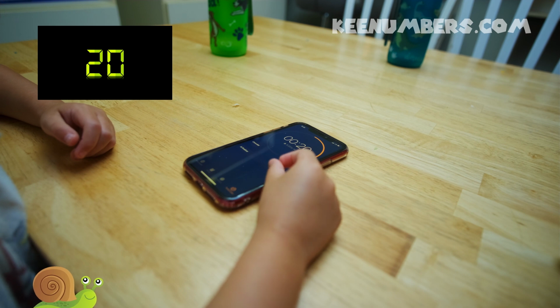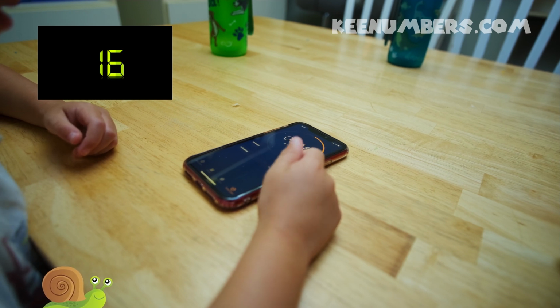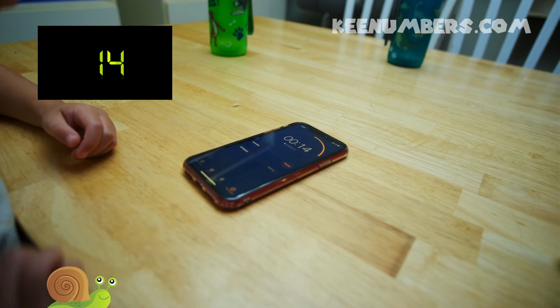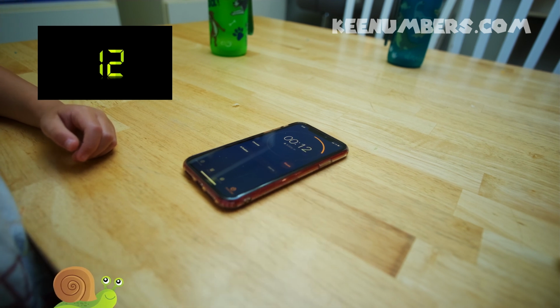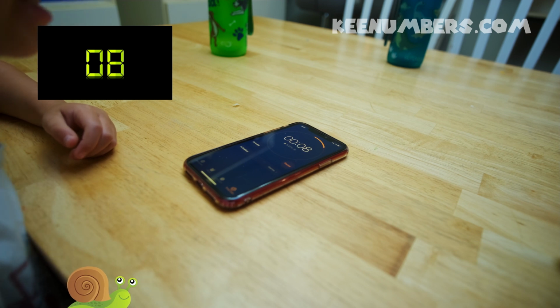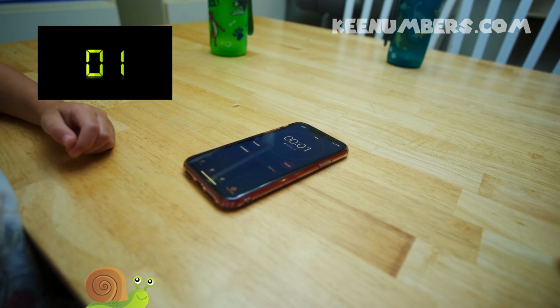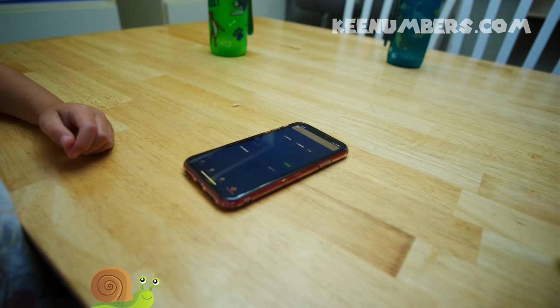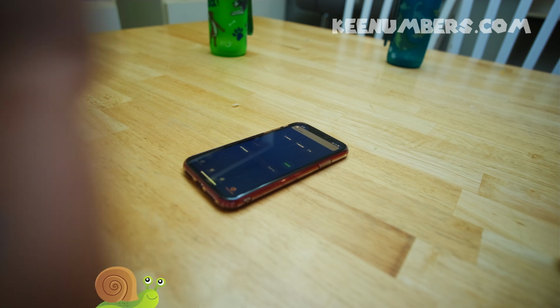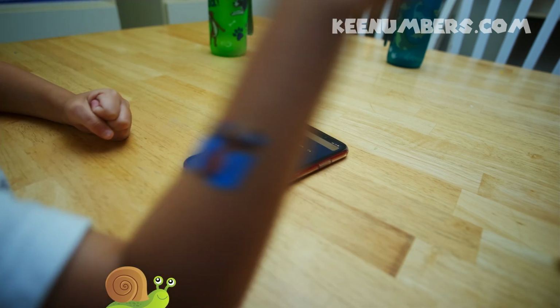This idea of setting a timer for 1 minute or 2 minutes or maybe 3 minutes and then letting it count down. We're almost there. What's gonna happen? 8, 7, 6, 5, 4, 3, 2, 1. There we go. That was the 1 minute timer.